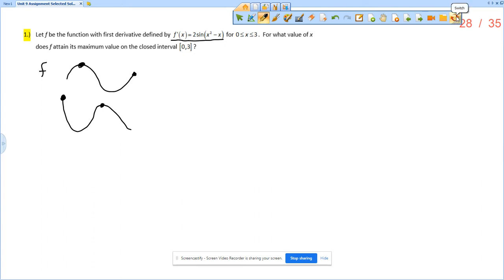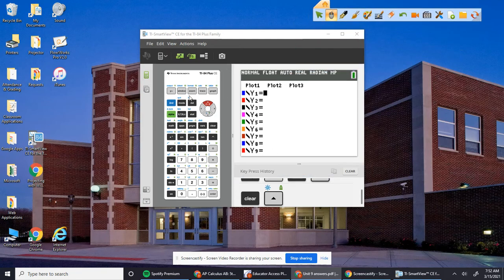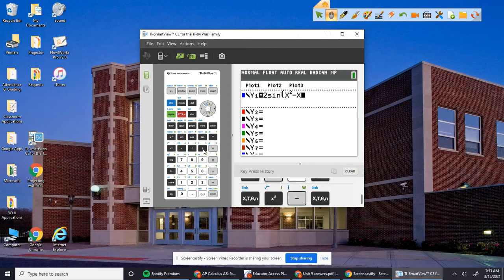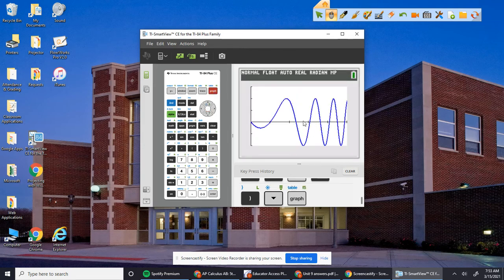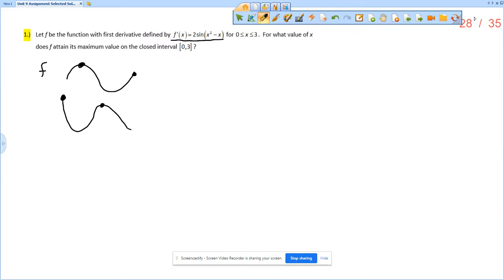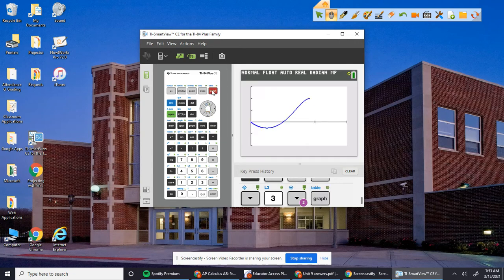So now let's go to our graph, 2 sine of x squared minus x. I've got my calculator here, and we're going to graph that. When I graph this, it doesn't tell us exactly what we want to see. We want x between 0 and 3, so we need to change our window for x between 0 and 3. My y values right now are negative 2 to 3. Let's see if that's good enough. All right, that is sufficient.